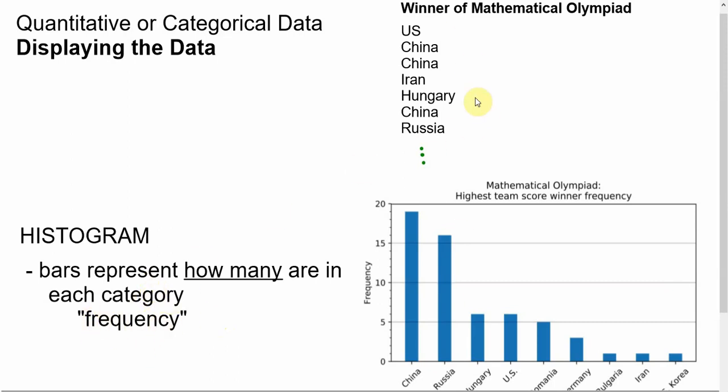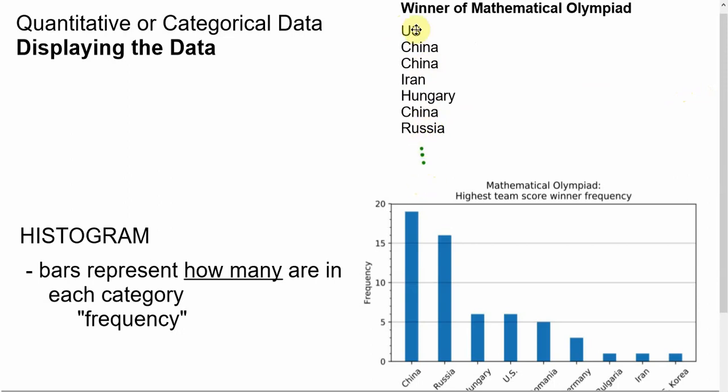So here's the example. There is a competition in math called the Mathematical Olympiad, and it's kind of like the Olympics for math. So countries send a team and they compete and they do math problems. And so each time it comes, one country wins. And so you can imagine having a list of the countries that won from year to year. So first year, United States won, then China won, then China won, then Iran won, then Hungary won, then China won, then Russia won. And this would continue.